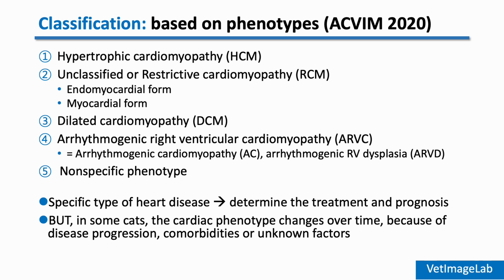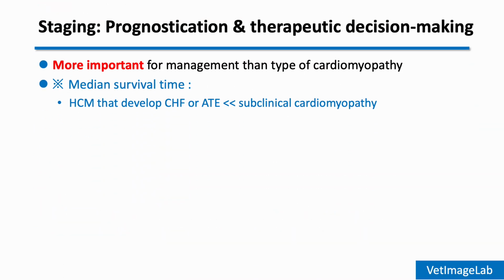The fourth type is arrhythmogenic right ventricular cardiomyopathy, which is quite rare in cats. And finally, the fifth group is the nonspecific phenotype, used when a cat shows signs of cardiomyopathy but doesn't clearly fit into any of the defined types. Although we categorize feline cardiomyopathies based on phenotype, the clinical stage of the disease is actually much more critical for determining prognosis and guiding treatment. Once a cat with hypertrophic cardiomyopathy develops either congestive heart failure or arterial thromboembolism, the prognosis significantly worsens.